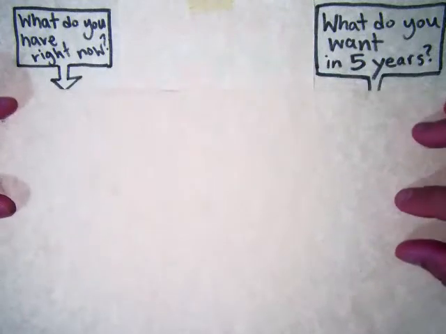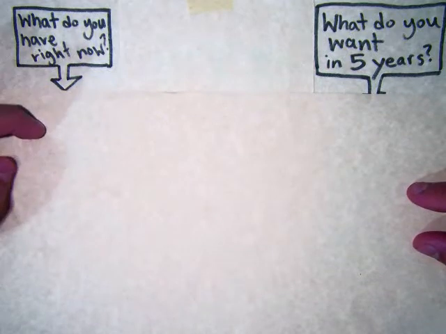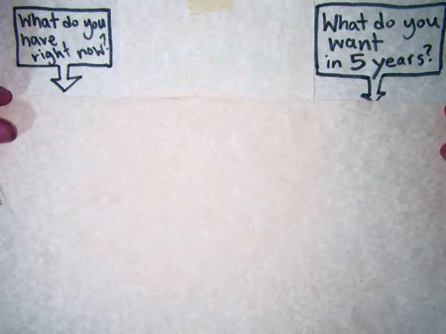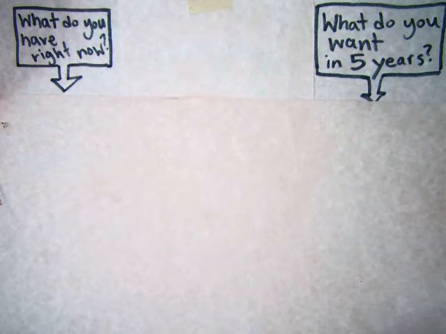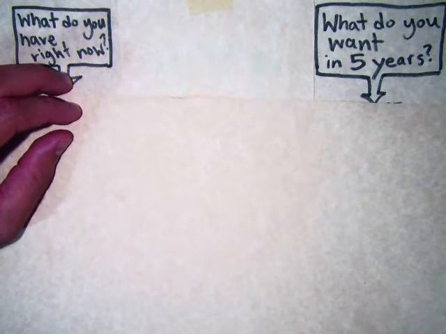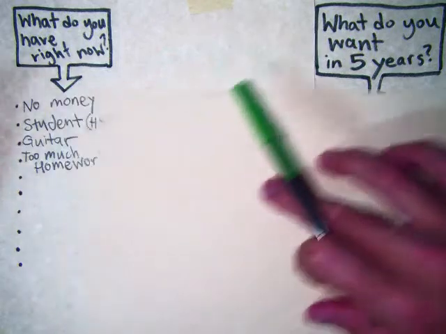So first you get your blank piece of paper, lay it down flat, landscape style, and on one side you want to write down what do you have right now, make a list. On the other side of the page, think about things you want in 5 years. What do you want in 5 years? This can be like a wish list kind of deal, but this side is just what do you have now. And here's an example list.